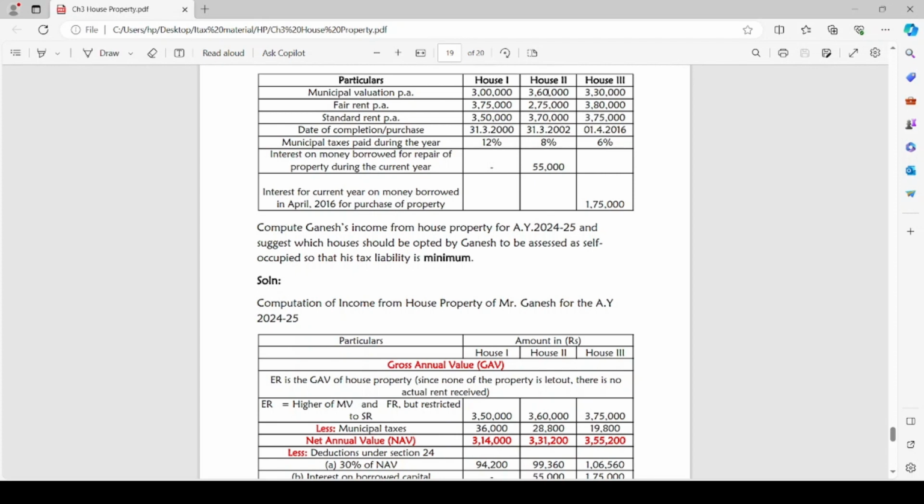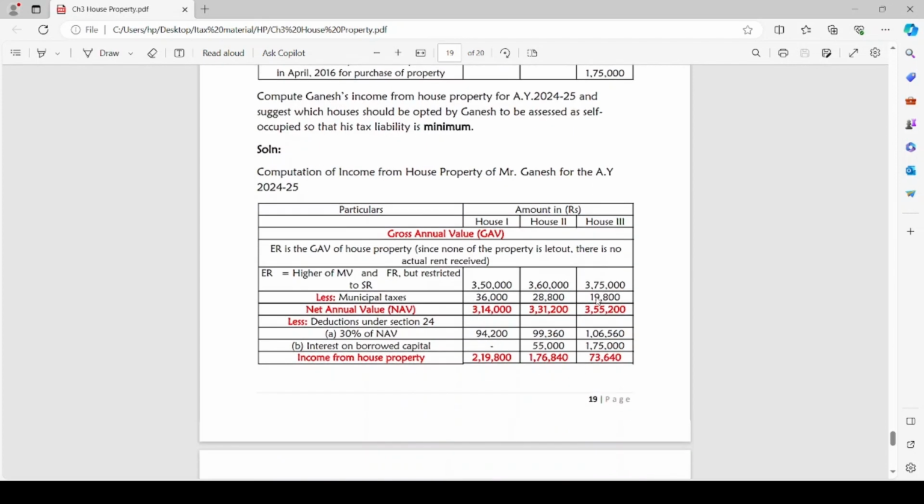The lower of 3,60,000 and standard rent rupees 3,70,000 is rupees 3,60,000. So the GAV for house number 2 is rupees 3,60,000. For house property 3, the higher of municipal value and fair rental value is rupees 3,80,000. The standard rent is rupees 3,75,000. So the GAV will be rupees 3,75,000 for house property 3.